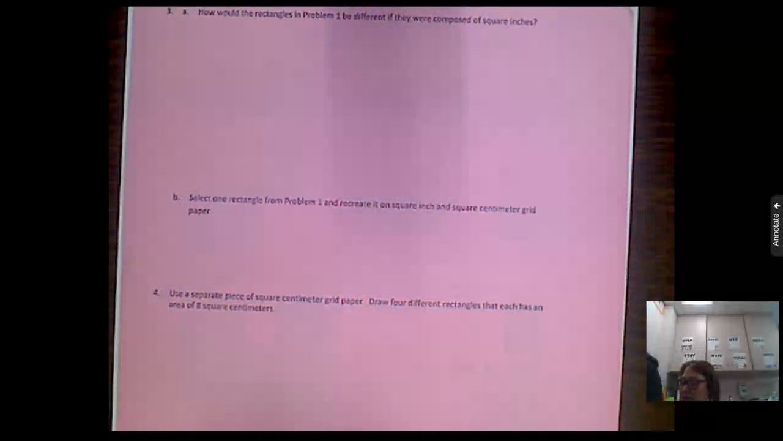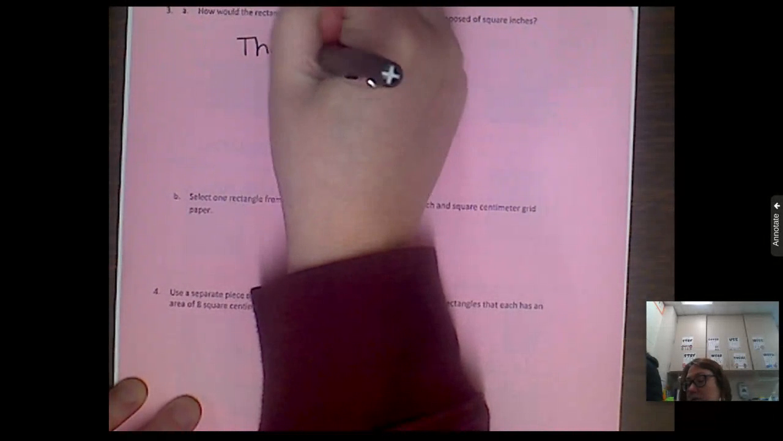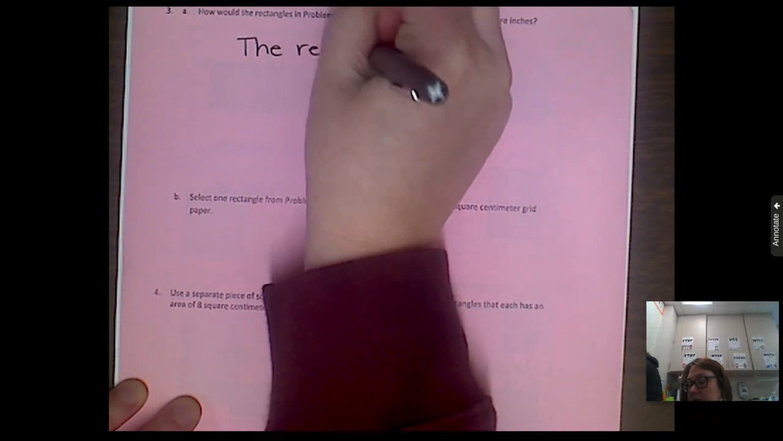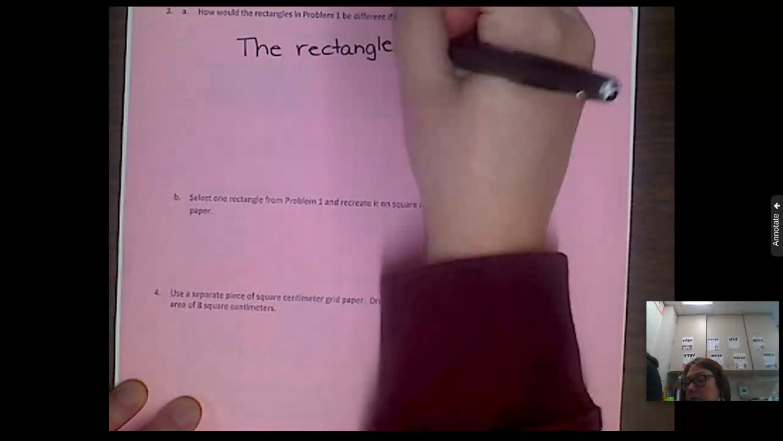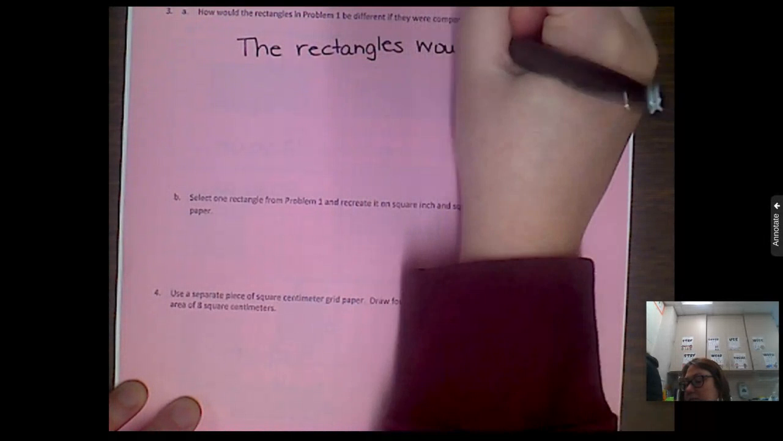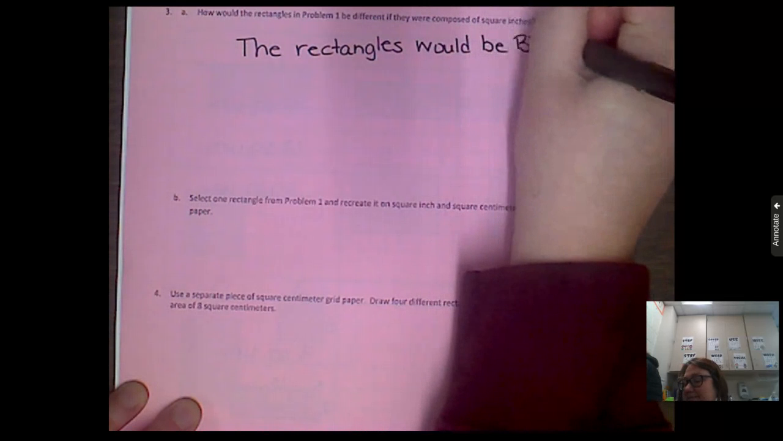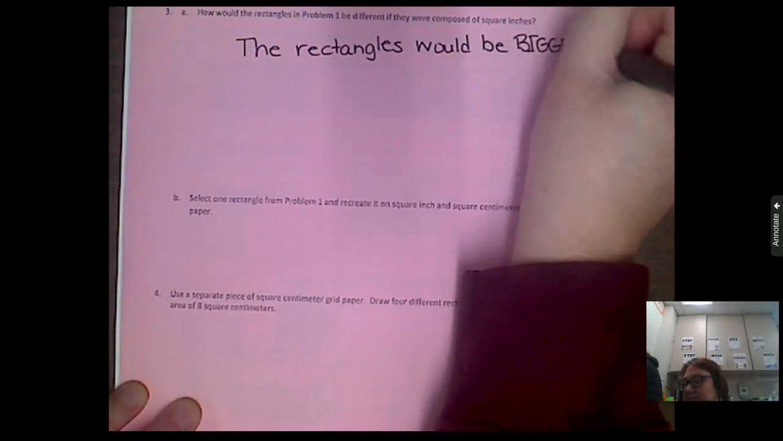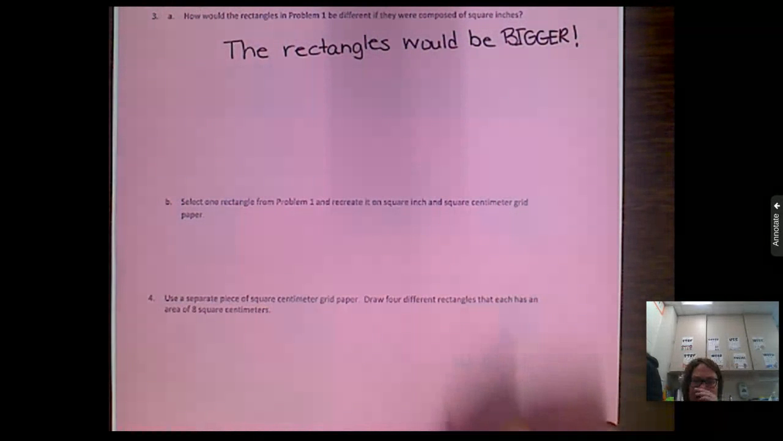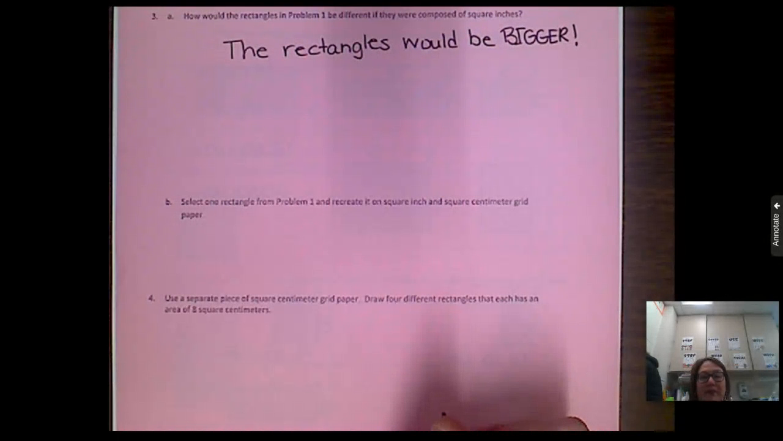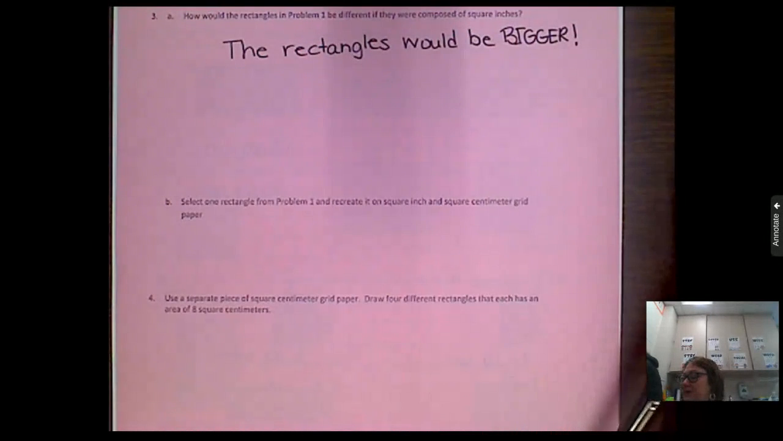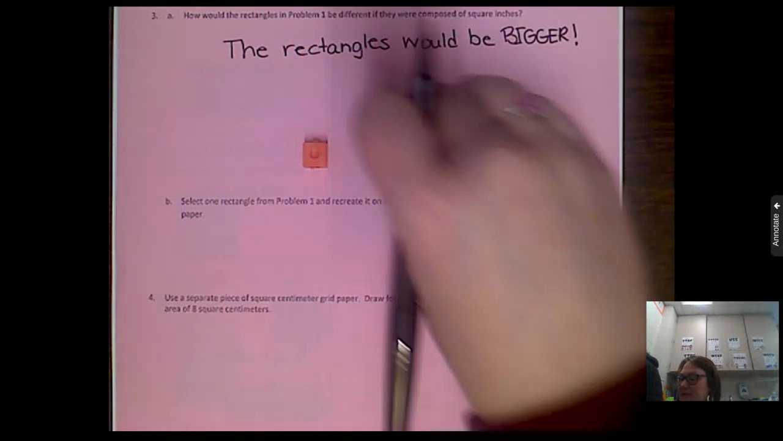So how would the rectangles in problem 1 be different if they were composed of square inch tiles? The rectangles would be bigger. Right? And I made that with capital letters to show it's way bigger. Okay. What if it was composed of, so here's square inch tile or square centimeter tiles, square inch tiles.